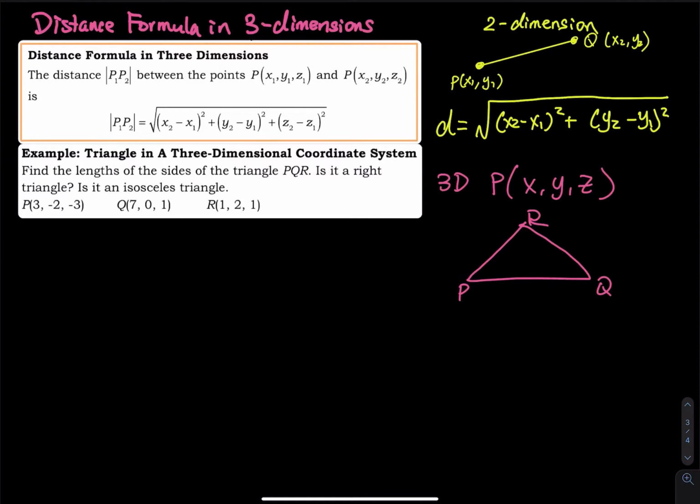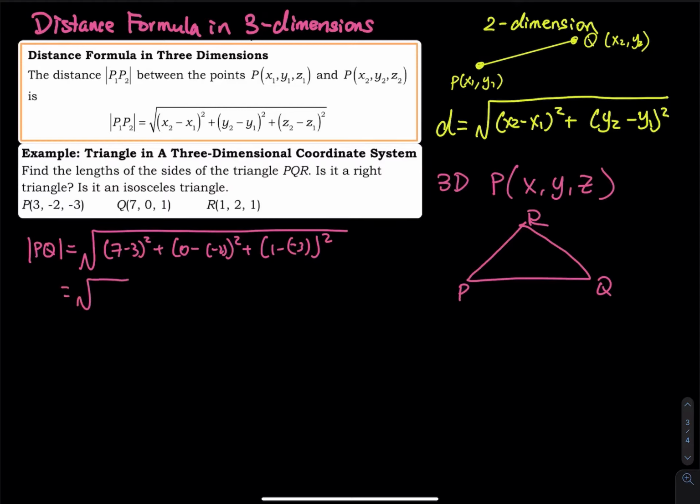First of all, I need to find the distance from point P to point Q. I'm trying to follow the notation. So start with a big square root, and we use Q minus P. That will be (7 minus 3) squared plus (0 minus negative 2) squared, plus (1 minus negative 3) squared. That is equal to the square root of 16 plus 4 plus 16. So we get nice numbers right here. The square root of 36 is equal to 6. So this is equal to 6.